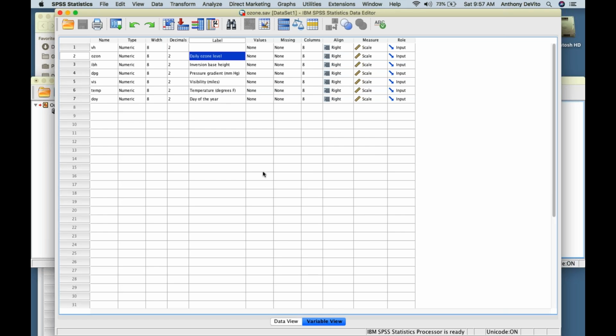So let's see if we can use these values to predict the ozone level. The first thing I want to do is see if there's some way for me to see if there's an association between these.